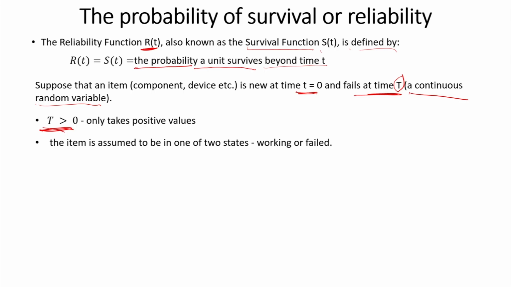Now, whenever I consider whether this item is working or not working, there are only two states, working or fail. In this case, there are only two states, either success or failure, or yes or no. Then the probability distribution function we use in the case of a discrete random variable is the binomial distribution function.